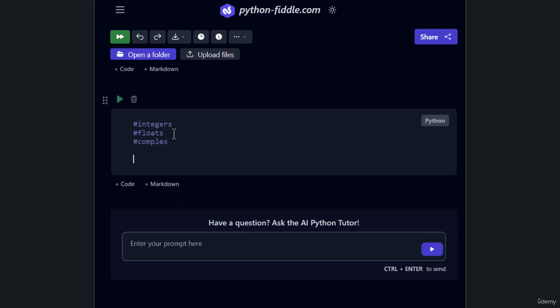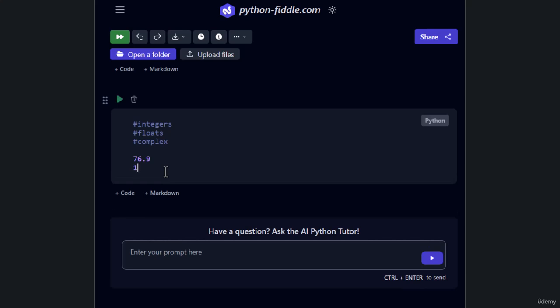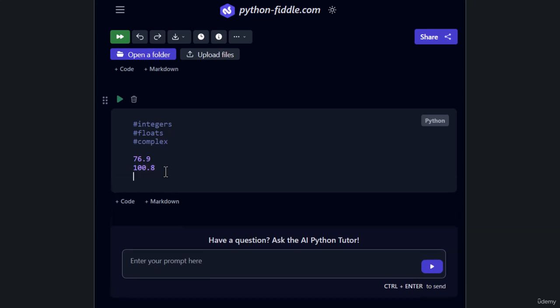The second important data type that we have in Python is floats. Floats are basically numbers that have a fractional part or have a decimal point included in the number. Let's say 76.9, that is a float. Let's say 100.8, that is also a floating point.